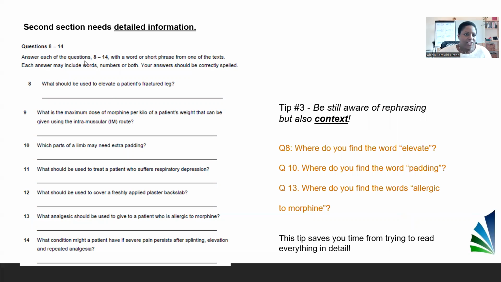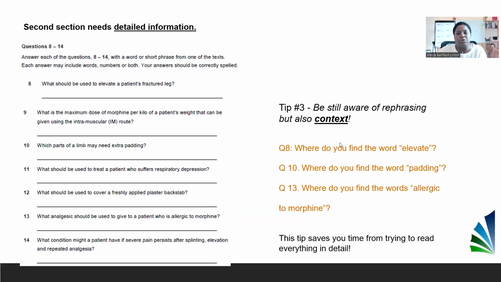Let's move on to the second section, the other type of questions you have, 8 to 14 or so. They ask you a question, and in this one, they want you to put in detailed information. Okay? Now here, you've got to be aware of rephrasing, somewhat, but here also of context. All right? Because you're looking for this detailed bit of information.